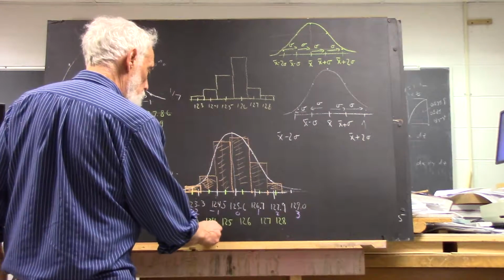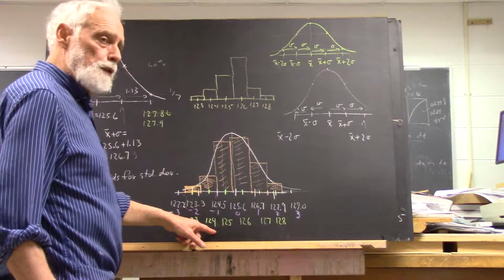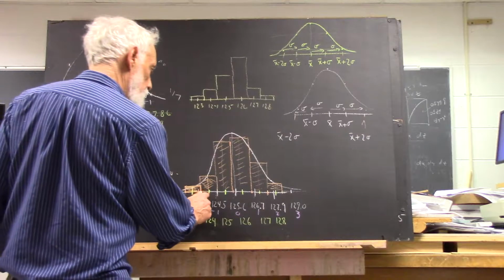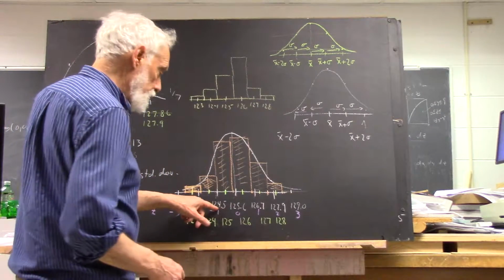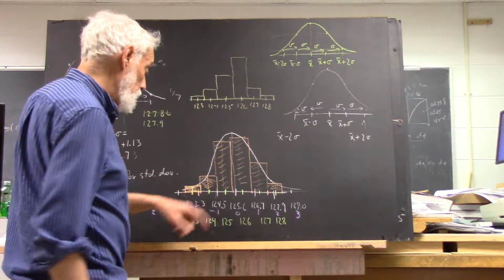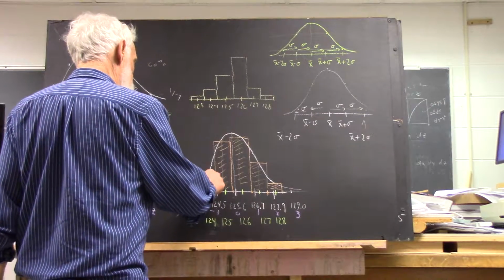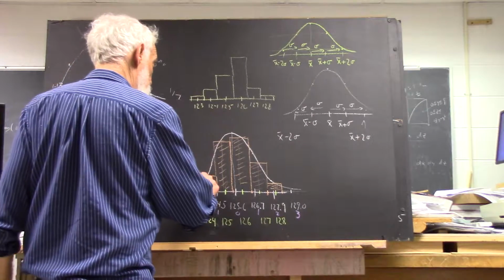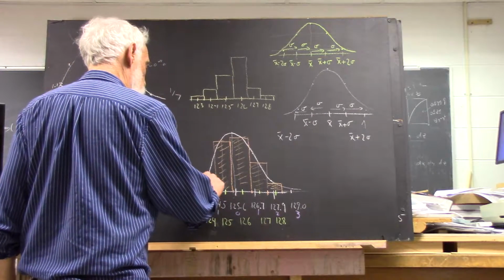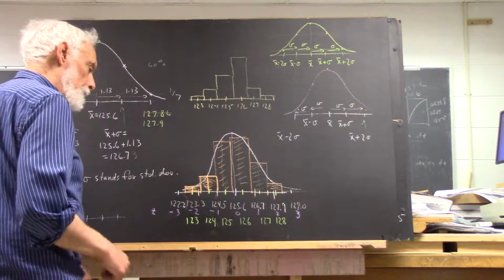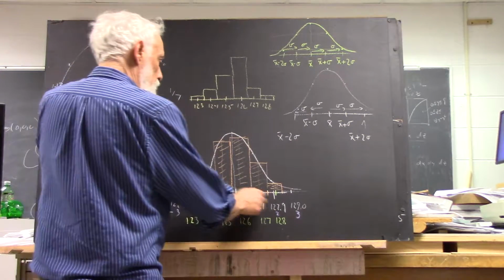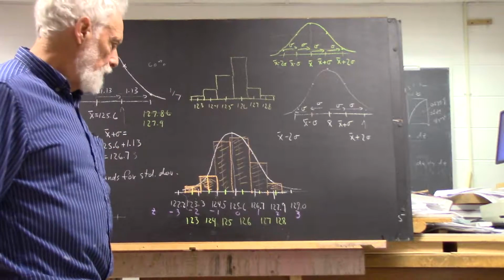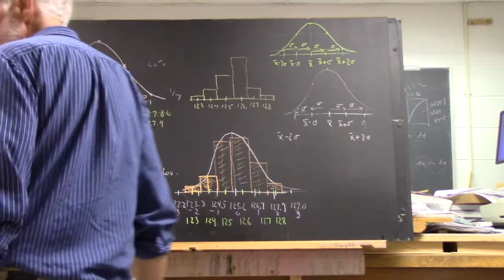Then for 124, well, 124 is going to extend from 123.5 to 124.5. That's from here to here, if you look at the scale, because this comes right out on 124.5. And I use the height of the graph at the 124 point, and I draw my bar here. And then I do the same for the other bars. And I get these bars that are the normal approximation of the distribution.